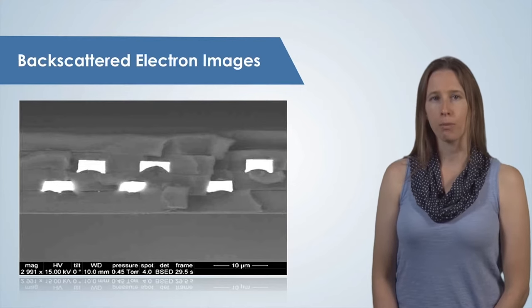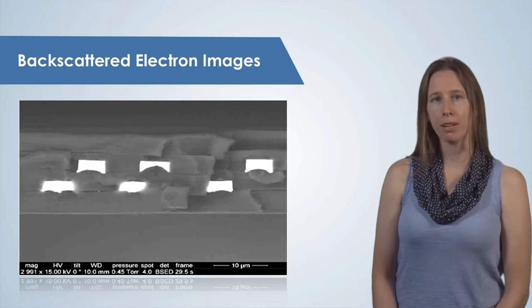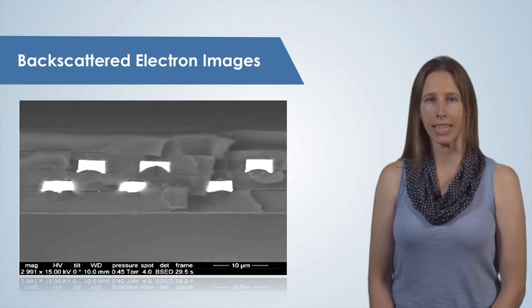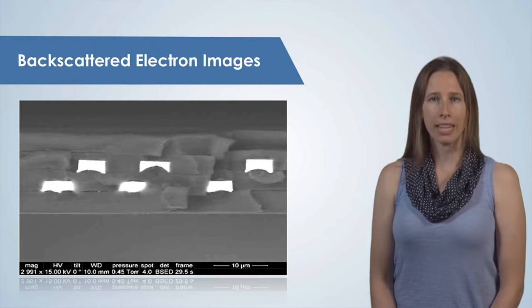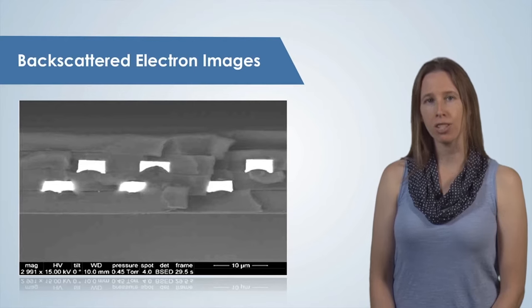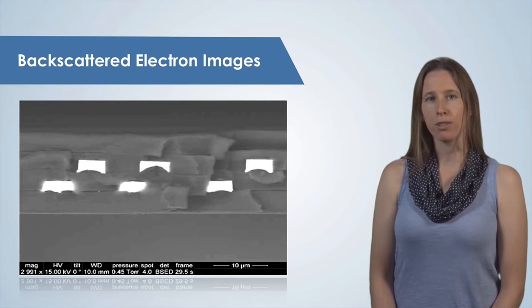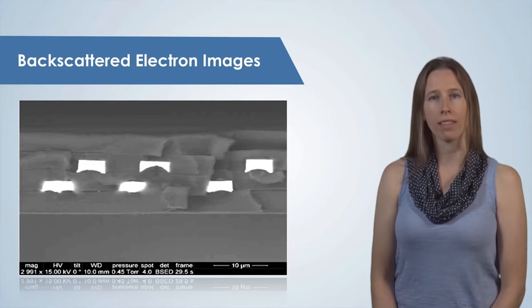This image is of a polymer sample with barium titanate particles embedded in it. Since the barium titanate has a much higher average atomic number, these particles appear much brighter than the polymer that they are embedded in.